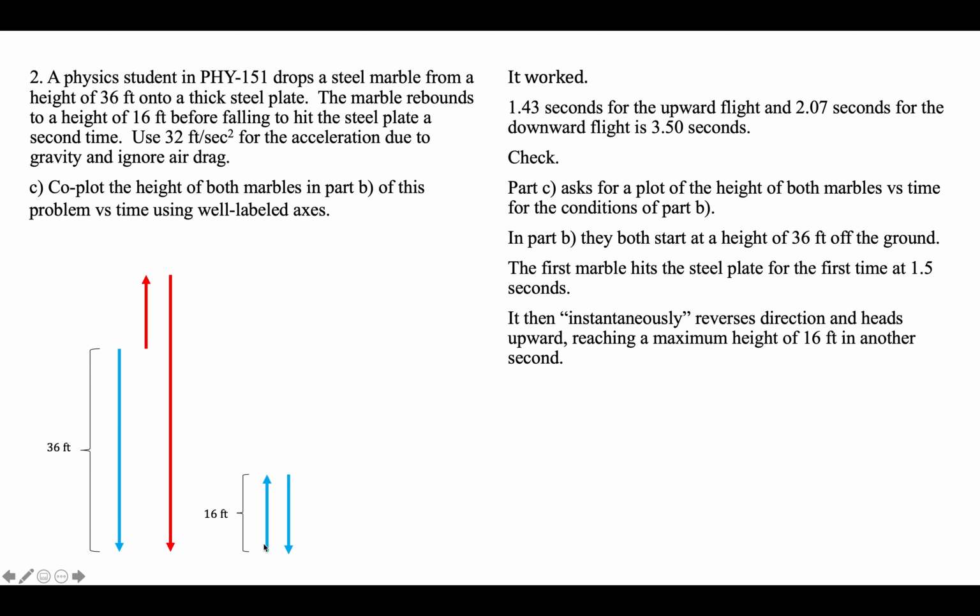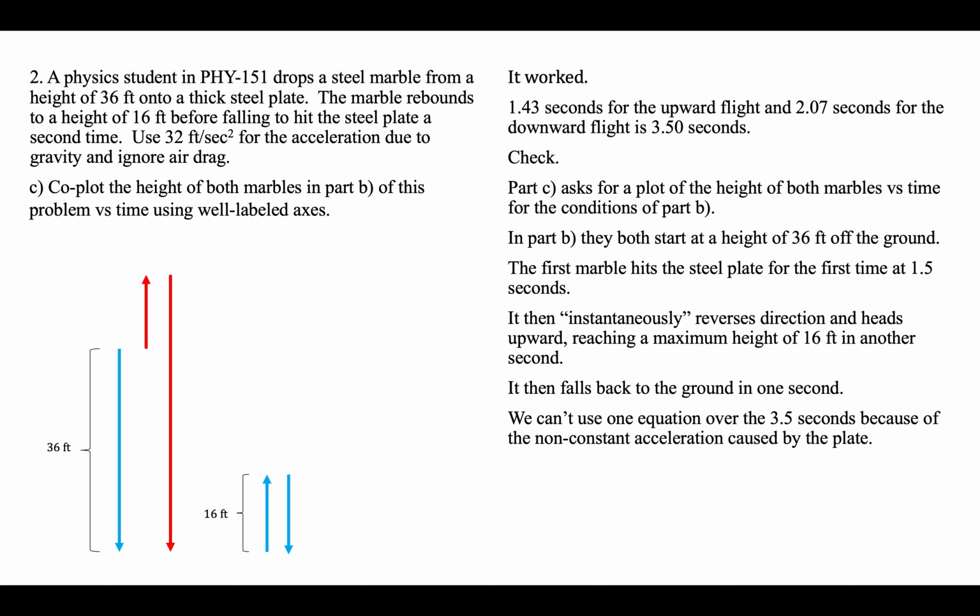Then, when it hits the steel plate, it instantaneously reverses directions, or as close to instantaneous as we want, goes 16 feet back up in another second, and then it falls back down, takes another second, 3.5 seconds total. We can't use one equation over the 3.5 seconds because there's this tremendous acceleration caused by the plate. When it's not touching the plate, it's always accelerating 32 feet per second each second downward. When it's hitting the plate, it has huge acceleration upwards. So we have to use two equations of motion. One from 0 to 1.5, and the other one from 1.5 to 3.5.